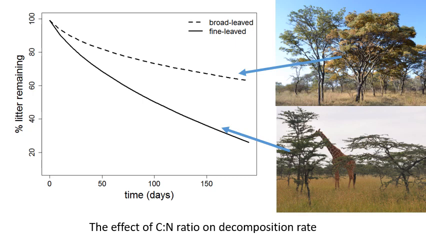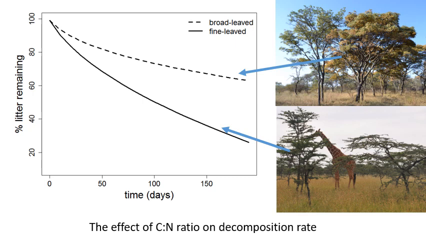On the other hand, the fine-leafed litter, the litter that had a lot of nitrogen and a lower C/N ratio, decomposed very quickly. After 180 days, there was about 20% of the litter remaining. So this graph demonstrates how the stoichiometry, the element ratios in the plant material, affect the decomposition rate, and that affects the rate at which the nitrogen goes back to the system.